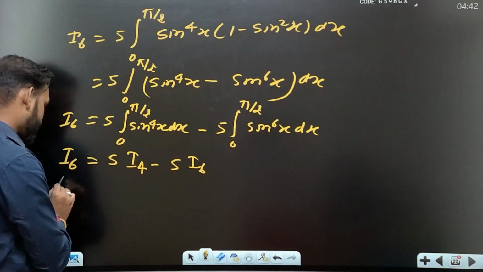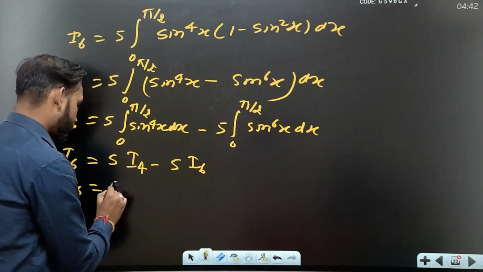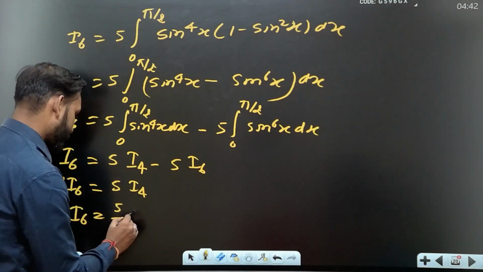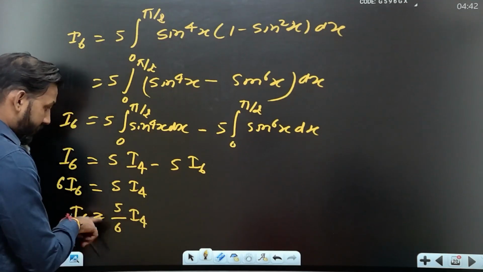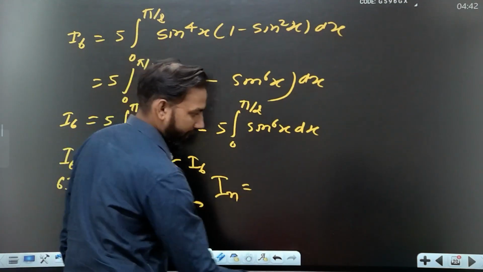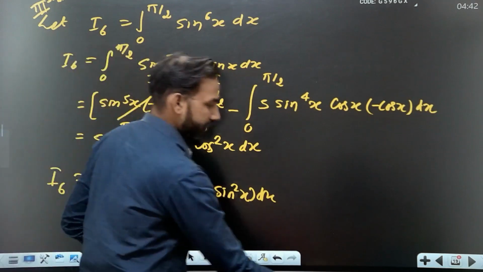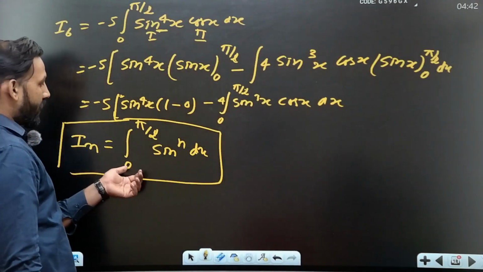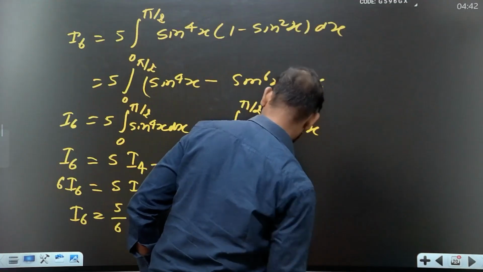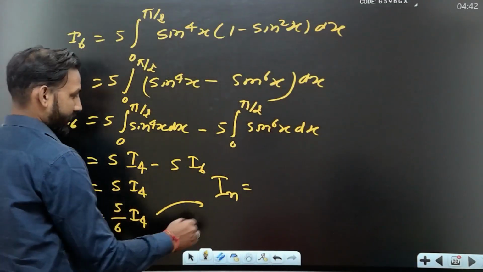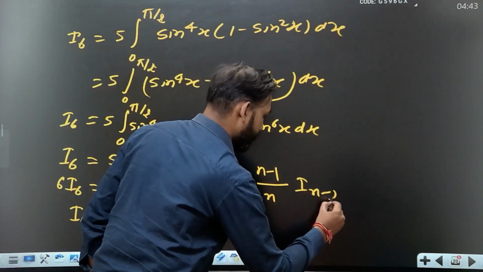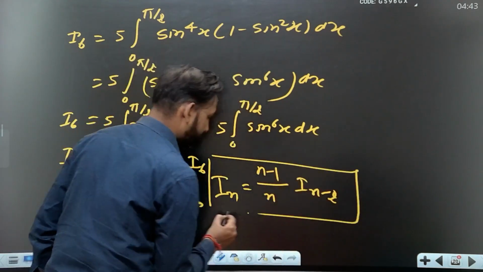Now this minus becomes plus, and if we bring it over, 1 plus 5 is 6, so 6 I6 equals 5 I4. Therefore, we get the value of I6 as 5 by 6 I4, and from this we get the value of I_n. If I_n is the integral from 0 to pi by 2 of sine to the power n x dx, we can write I_n as n minus 1 over n times I_{n-2}. Right, we get the formula of this particular integral.